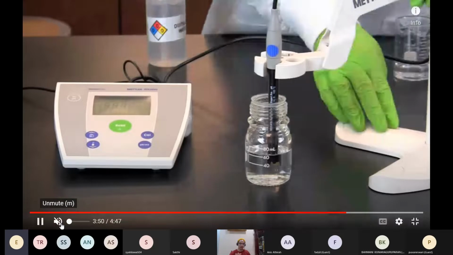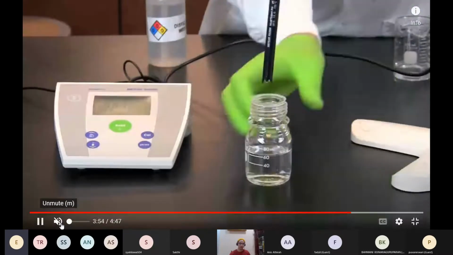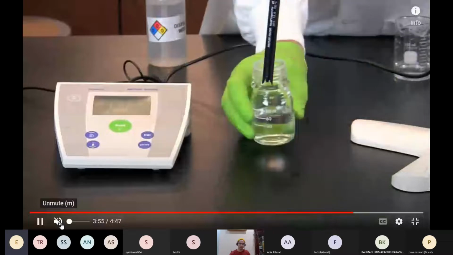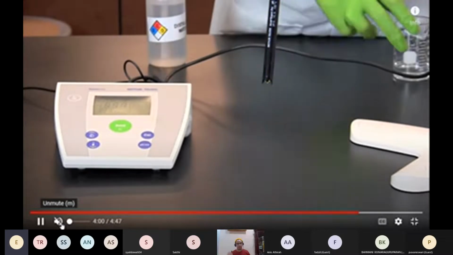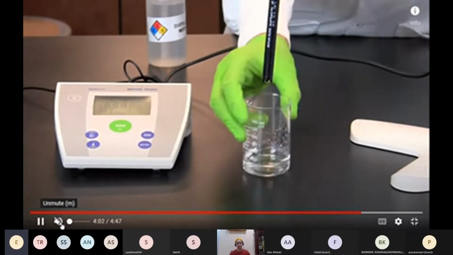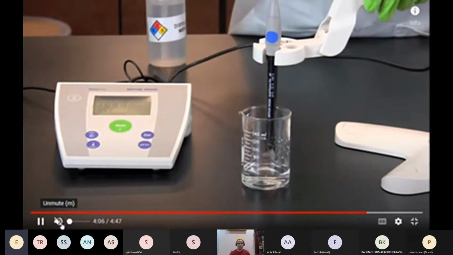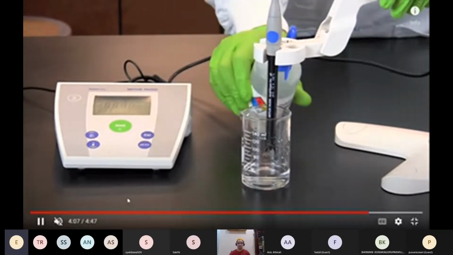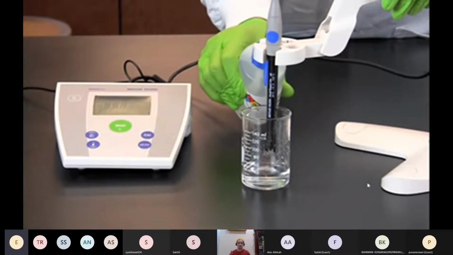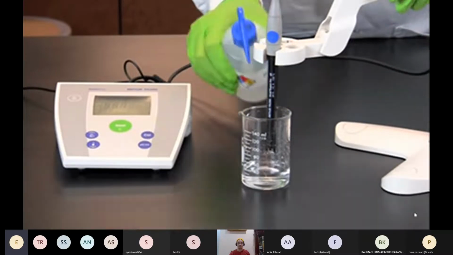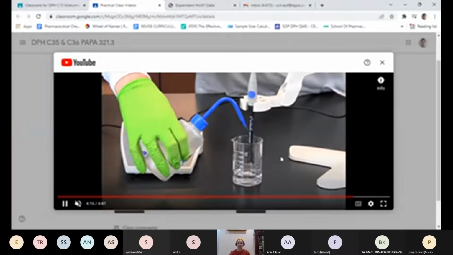So after the reading on the meter dah stabil, you take it, you record it in your book. Then that's it. You rinse it, then you can proceed with another reading ataupun simpan lah, store balik punya storage solution. So it's very simple this test.